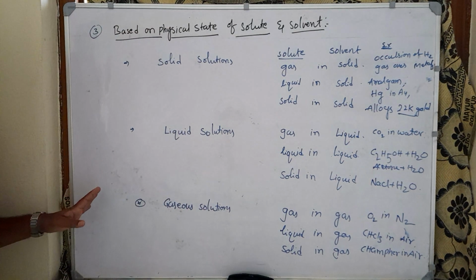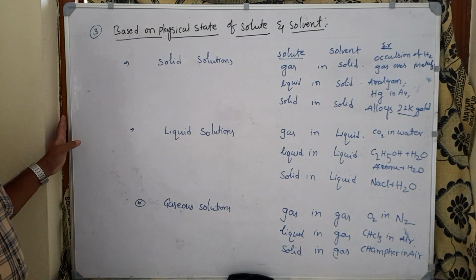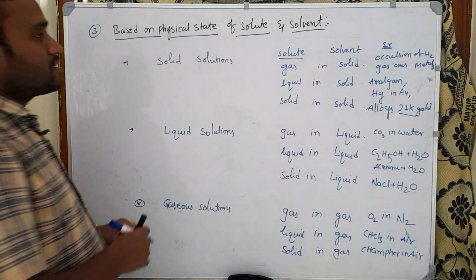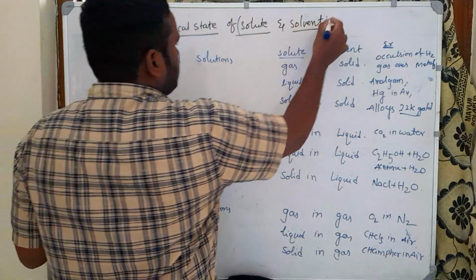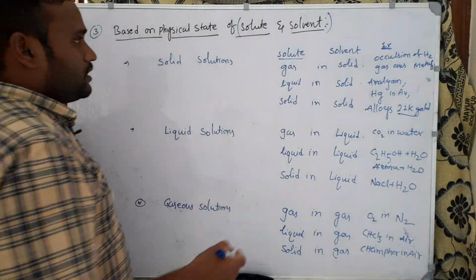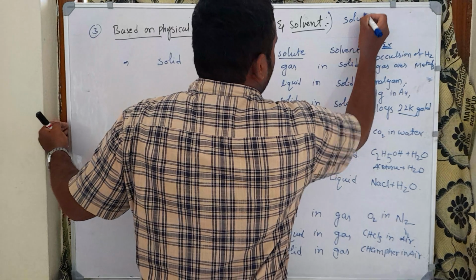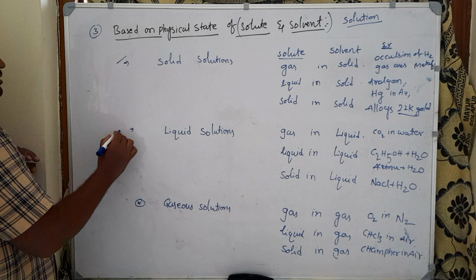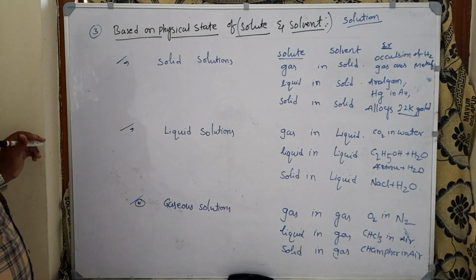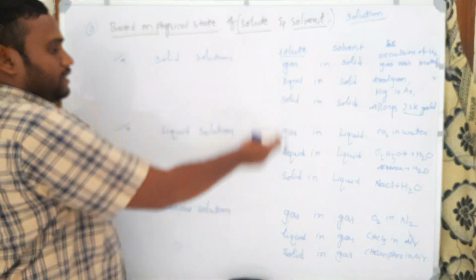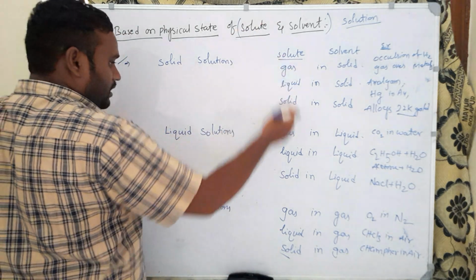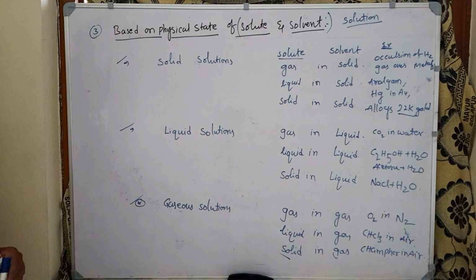This classification is based on the physical state of solute and solvent, or sometimes it is called classification based on the physical state of the solution. So solutions may be mainly of three types: solid solutions, liquid solutions, and gaseous solutions. Again, each type is categorized into three types, so based on the physical state of solute and solvent, there are nine types of solutions.